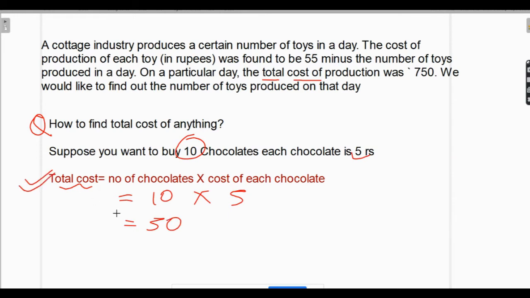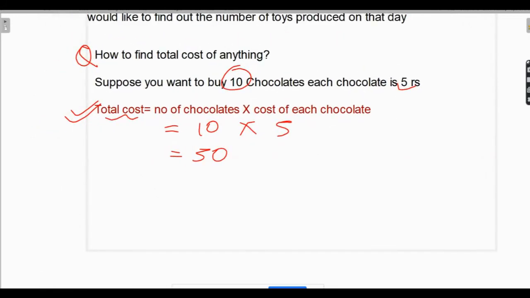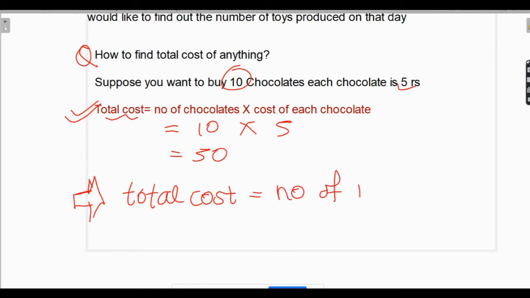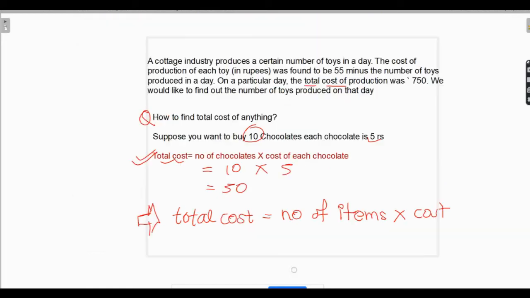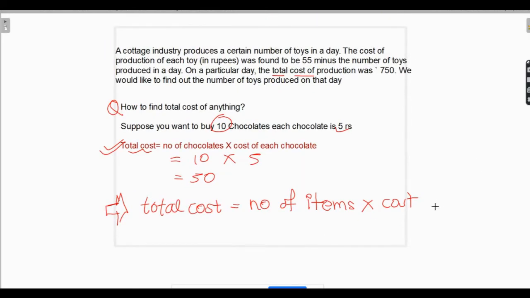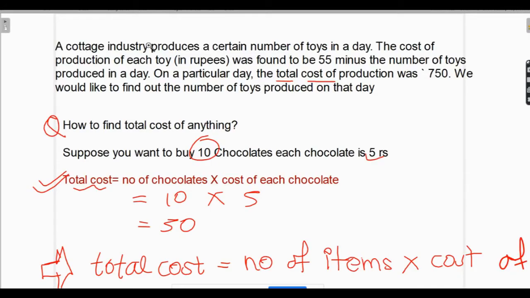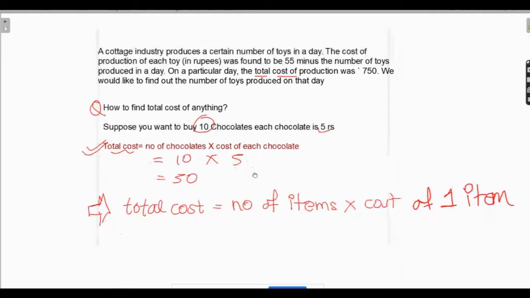Here also you have been given total cost, right? The total cost formula is nothing but what I have made: total cost of anything is number of items, as we just saw with the chocolate example, into cost of each, or cost of one item. Okay, now let's go back to your question. It says a cottage industry produces a certain number of toys in a day. Suppose the number of toys is x.